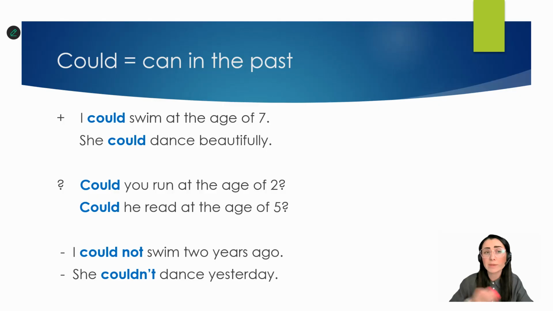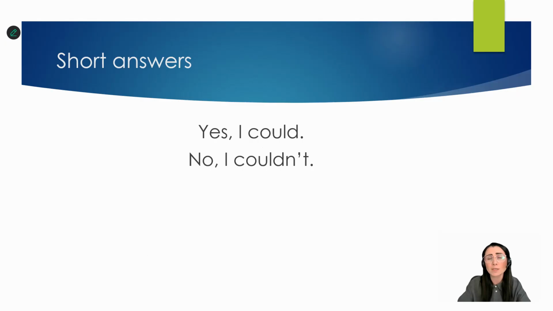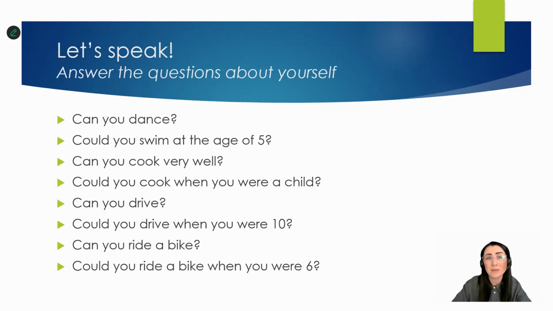The structure of the sentence is exactly the same as can, but we use could to speak about something that happened in the past, and it is not true anymore. Usually we use could when we speak about our childhood or about something that was just in the past. Write down these rules in your copybook and remember them. Short answers for could: yes, I could. No, I couldn't. Could you swim when you were 5 years old? No, I couldn't. Could you ride a bike when you were 7? Yes, I could.